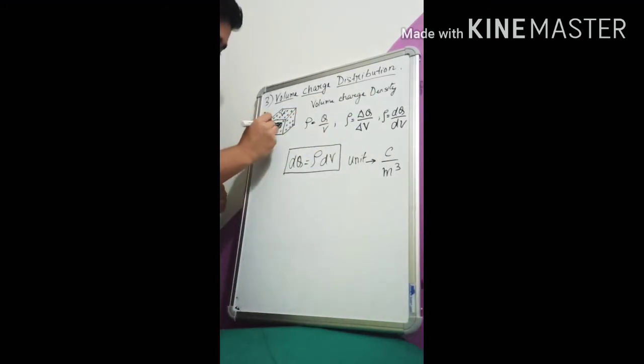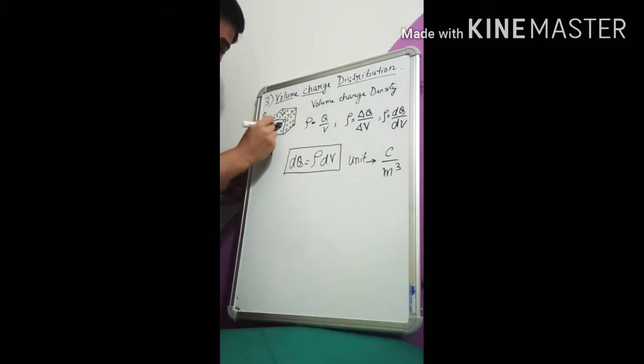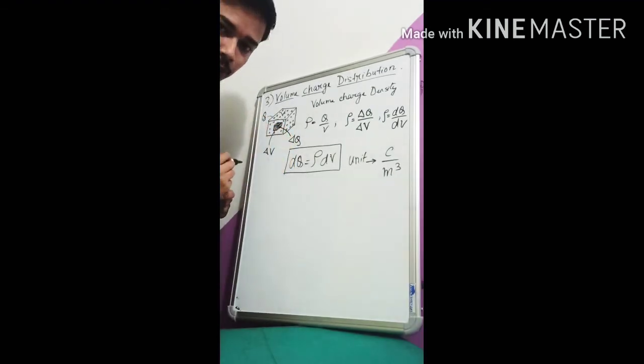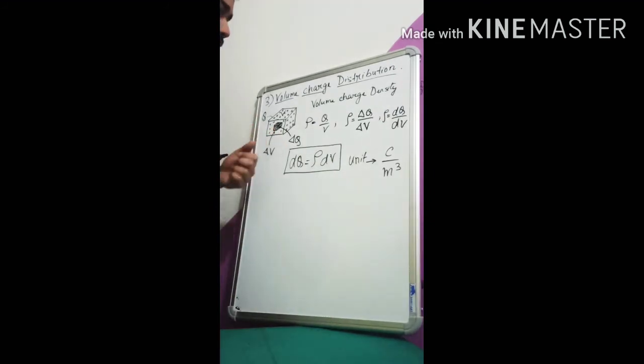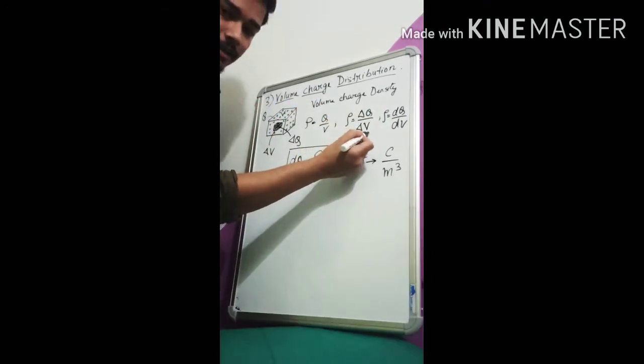If we consider a small volume element here whose volume is delta V, and in that volume element the total charge present is delta Q. Now if we consider this small volume, the shaded part, then what will be the charge density for that part? It will be delta Q divided by delta V.